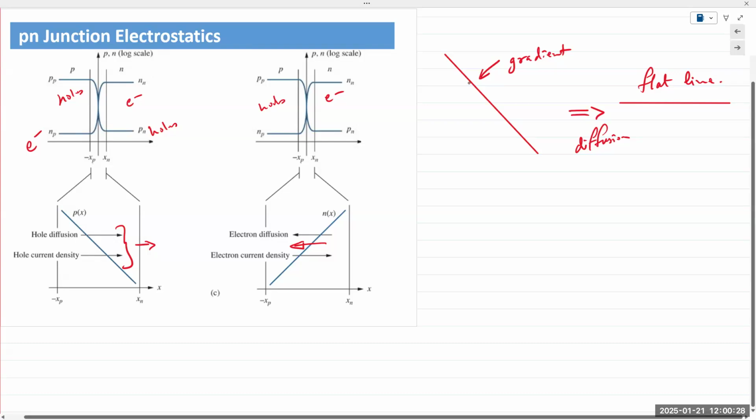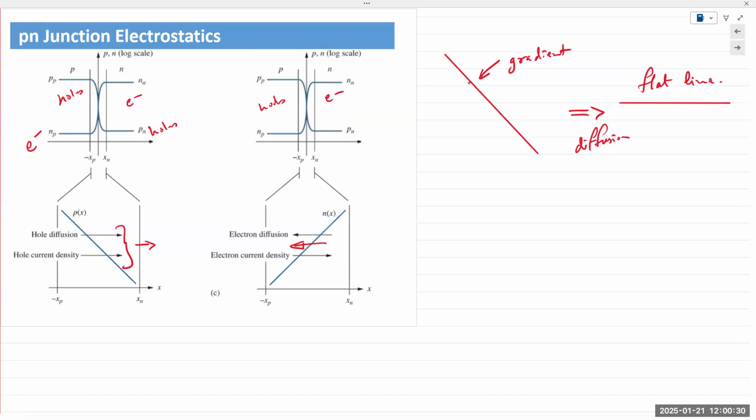There is a competing mechanism that opposes the diffusion current, and we'll look at that in the next class because it's already 12 o'clock. Okay, so we'll end class here today, and I'll see you all on Wednesday.